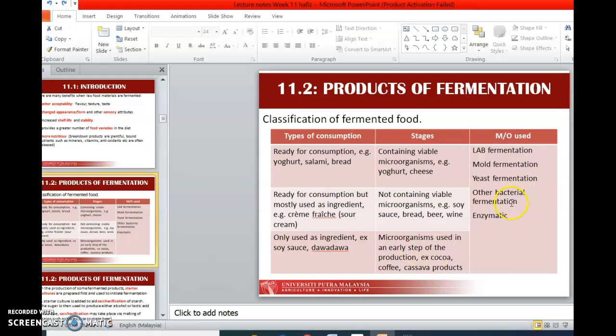Okay? The microorganisms used are usually bacteria in the form of LAB. They can be mold, yeast, and other bacterial fermentation. They can also be enzymatic fermentation, which means they don't have any microorganism, they just use the enzyme that is produced from the microorganism.